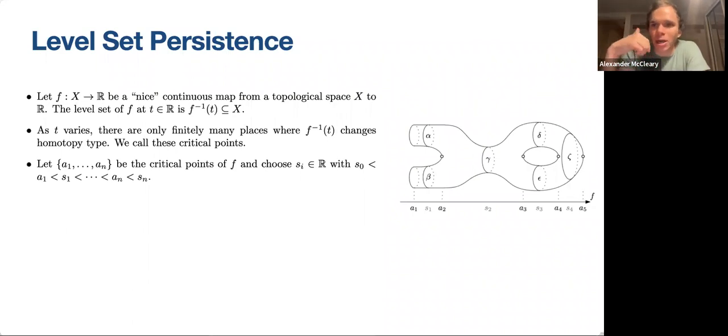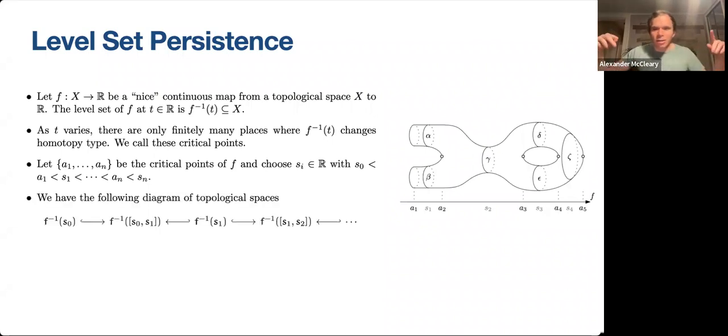And so what we're going to do for level set persistence is we're going to take our critical points, and then we're going to pick points in between each of those critical points. So our critical points are the A's, A1, A2, A3, etc. And then we're going to pick points in between each of those. So we're going to pick S1 in between A1 and A2, S2 in between A2 and A3, S3 in between A3 and A4, and so on.